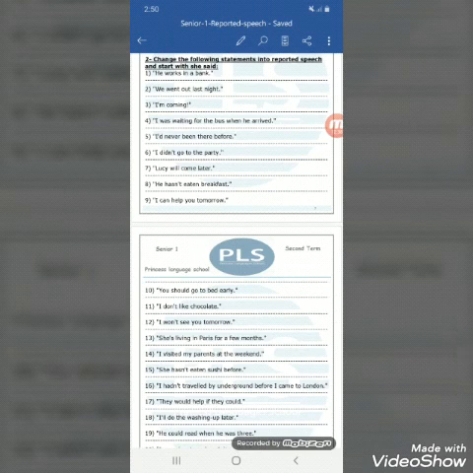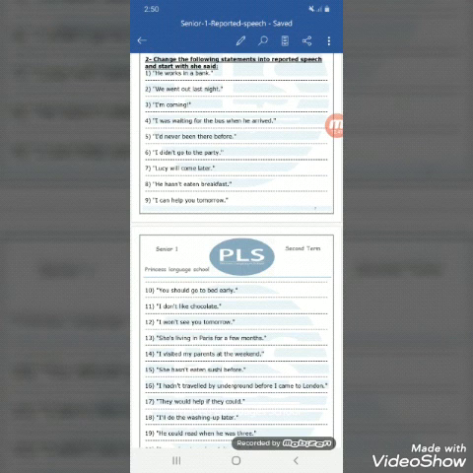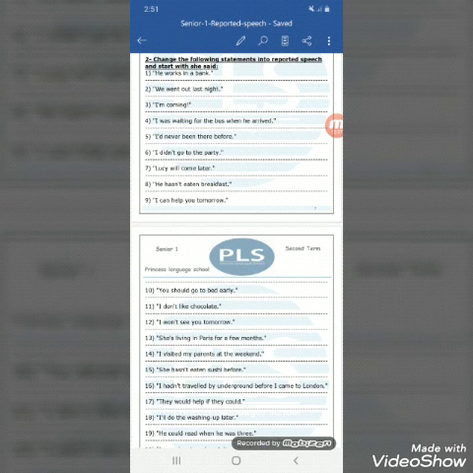Okay, let's see number 1. He works in a bank. So, I have to check first the tense of the sentence. Tense of the sentence here is present simple. So, which tense will it be shifted to? It will backshift one tense, which is past simple. And he asked me to put "she said" at the beginning of the sentence. So, it will be: she said that he worked in a bank. She said that he worked in a bank.